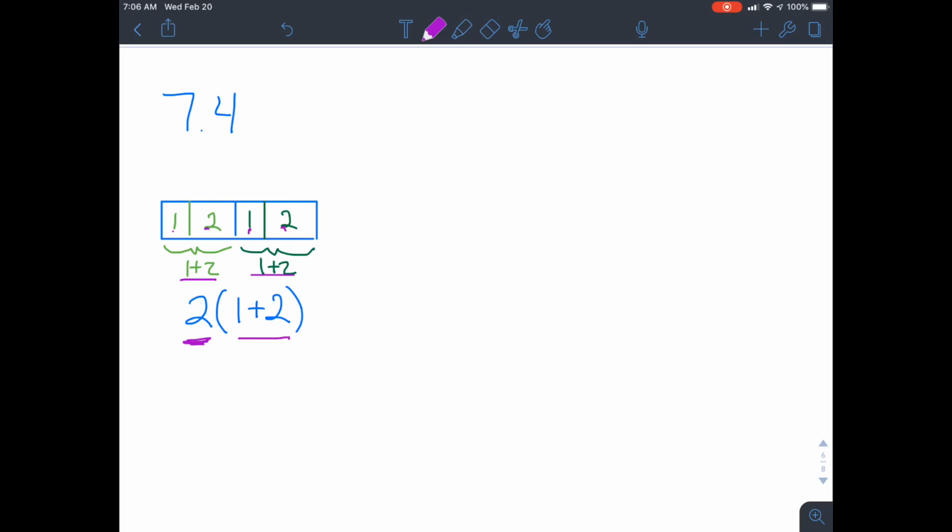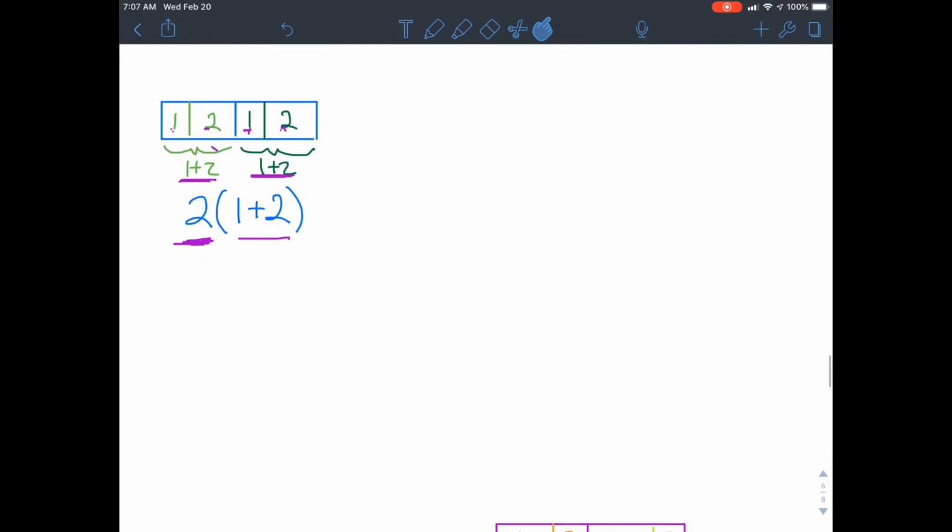Let's look at that one more time. We have our 1 up here. We have our 2. And that together equals 1 plus 2. We have another 1 right here and another 2. So we have 1 plus 2 again. So we could write it out as 1 plus 2 plus 1 plus 2. But there's another way we can do that. We can just say it's 2 times the 1 plus 2 because we have 1 plus 2 two different times.